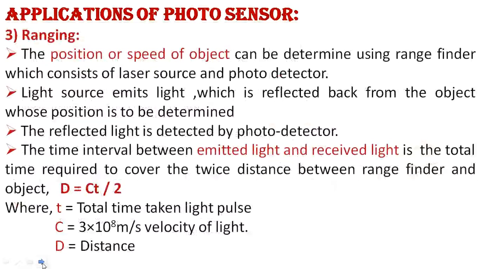The third application is ranging. The position or speed of an object can be determined using a range finder, which consists of a laser source and a photodetector. The light source emits light which is reflected from the object, and the reflected light is detected by a photodetector. The time interval between emitted light and received light is the total time required to cover twice the distance between the rangefinder and the object. D is equal to Ct upon 2, where t is the total time taken by the light pulse, C is the speed of light, 3 into 10 raised to 8 meter per second, and D is the distance.